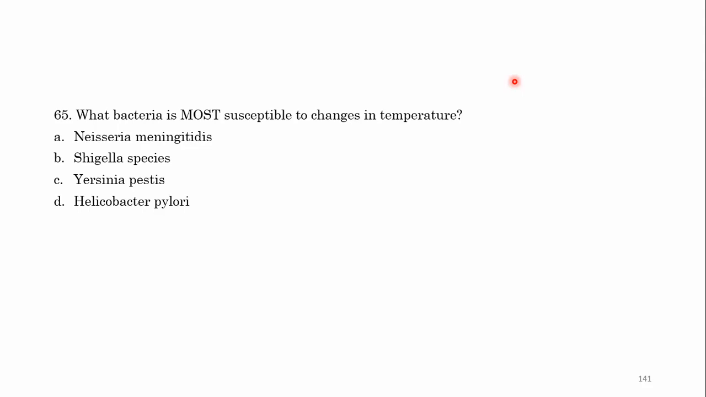65, what bacteria is most susceptible to changes in temperature? A, Neisseria meningitidis. B, Shigella species. C, Yersinia pestis. Or D, Helicobacter pylori. The correct answer is letter A, Neisseria meningitidis, most sensitive to temperature change. Shigella, most sensitive to pH changes.